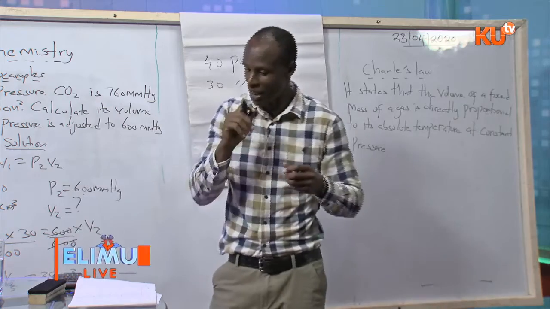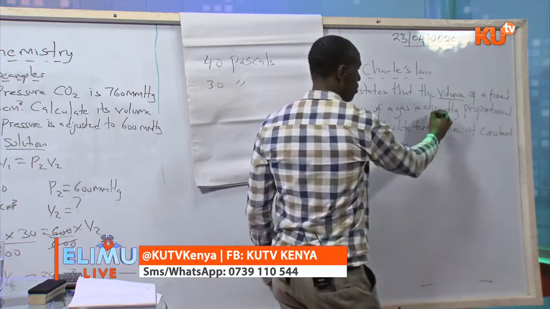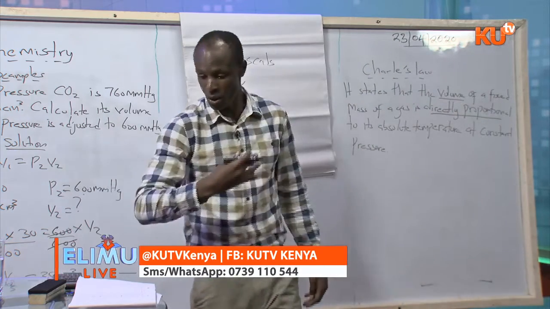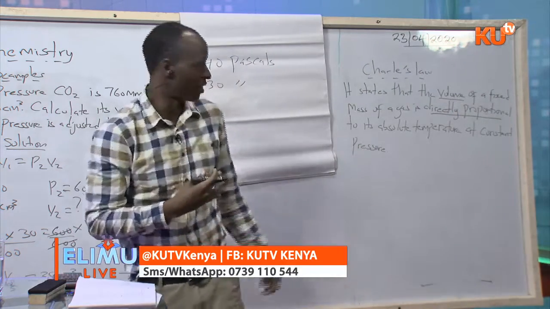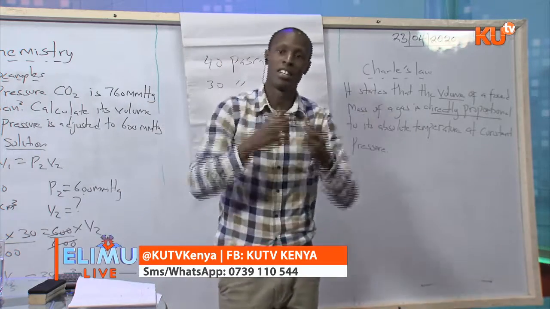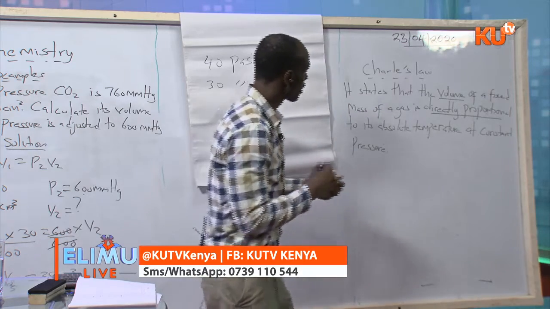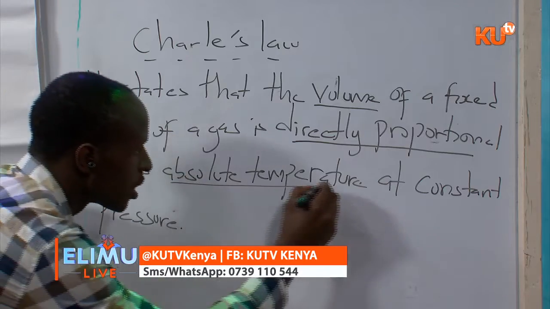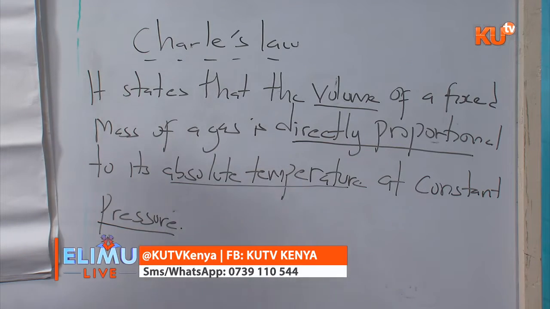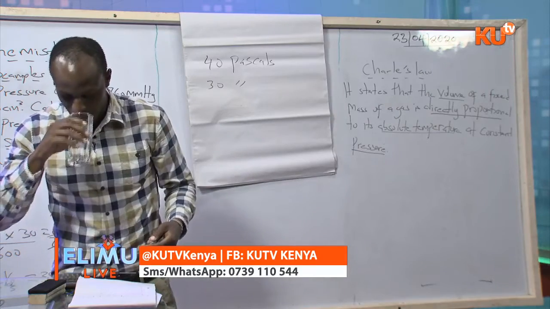Volume of a fixed mass of a gas, the keyword is volume, is directly proportional. The easier way to understand the laws, if you understand the terms directly proportional: when one increases, the other one increases. When one decreases, the other one decreases. Directly proportional to its absolute temperature at constant pressure. Here you hold the pressure to be constant. You don't change the pressure.